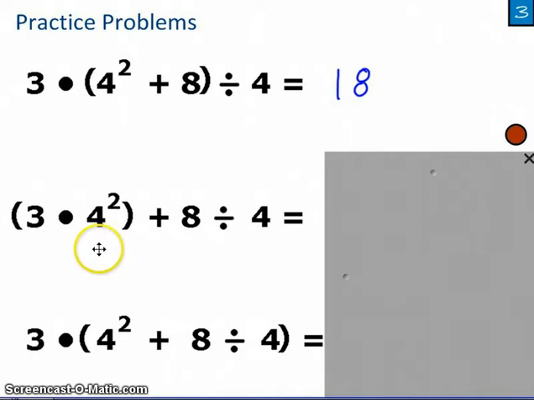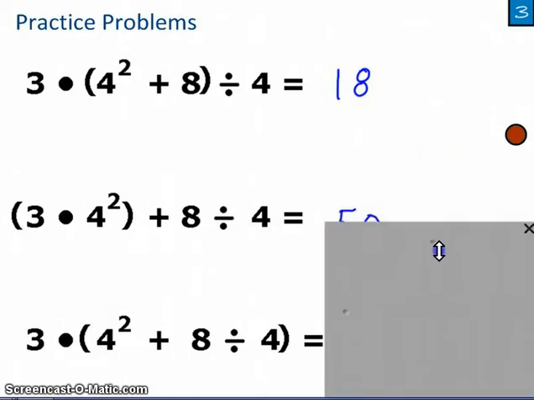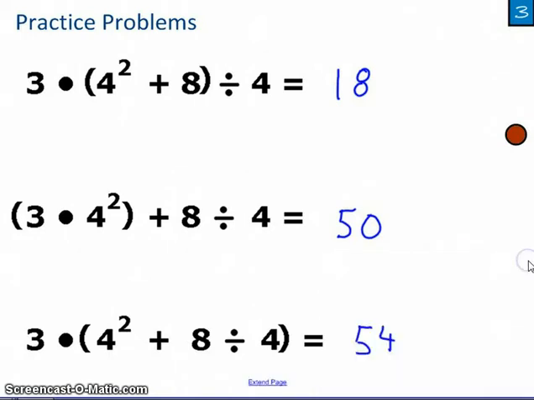Now what I'd like you to do is try these three problems. Notice the only difference is where the parens appear. But I think you'll find you're going to get different answers. When you're ready, hit the pause button and give these a try, and in a second I'll show you the results. Okay, the first one, you should have come up with 50. The second one, you should have come up with 54. Any questions? Don't hesitate to come and ask me.